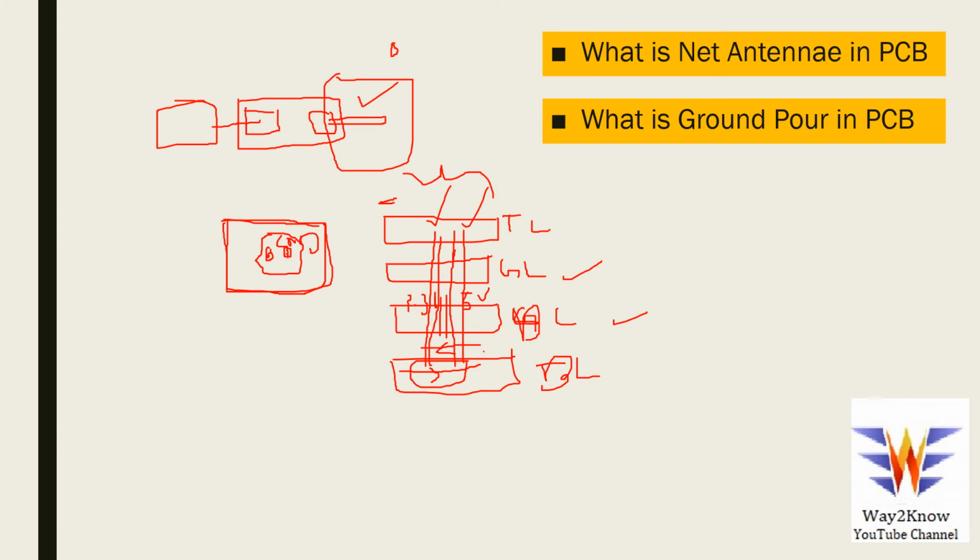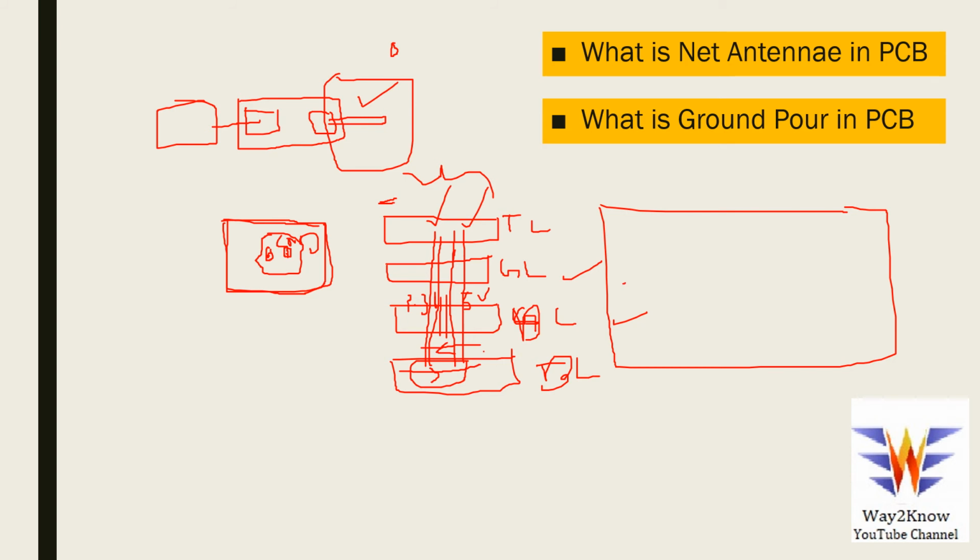So now we have talked about net antenna. We are also talking about small copper pours. So this copper pour, right now what we did is basically a ground pour, because we have grounded that. Now this ground pour, or generally we call it a copper pour on the PCB.